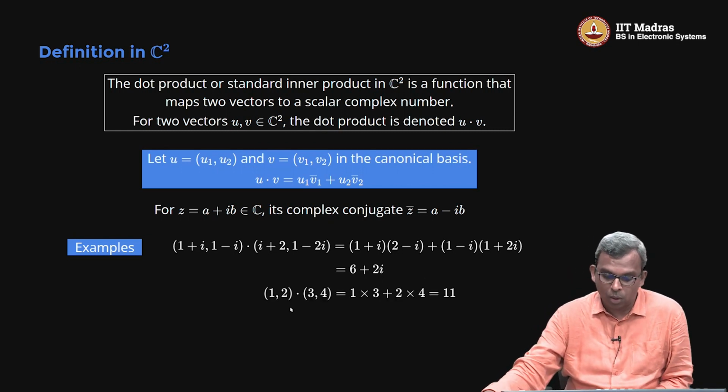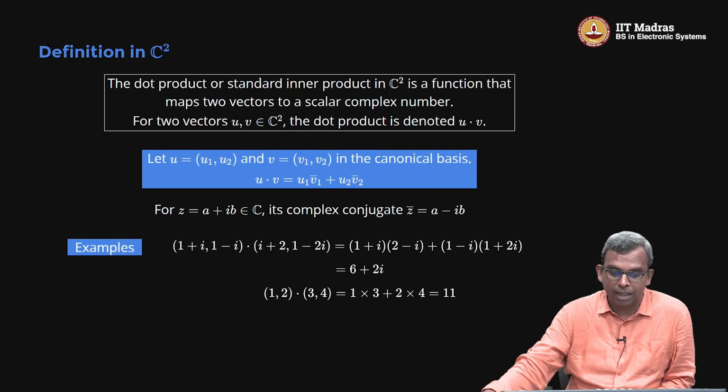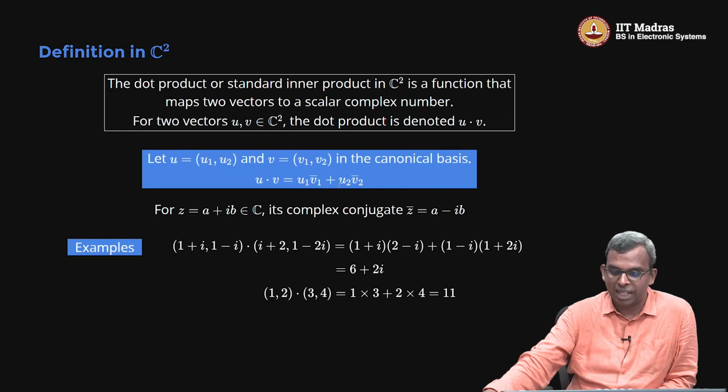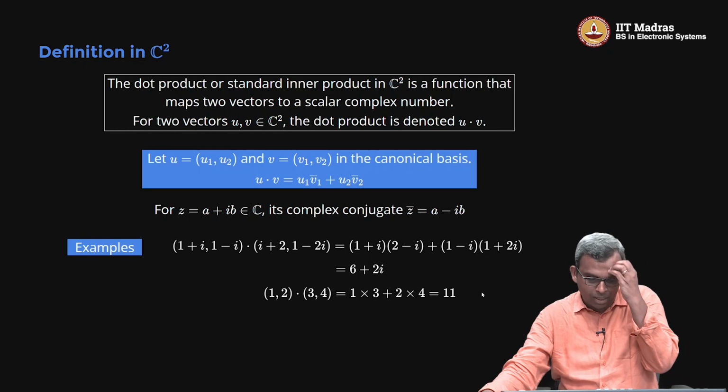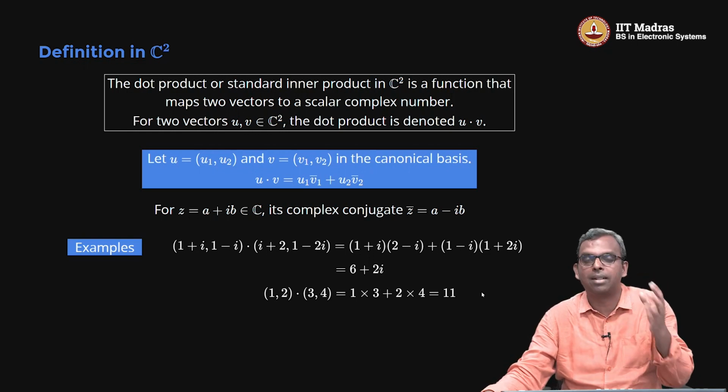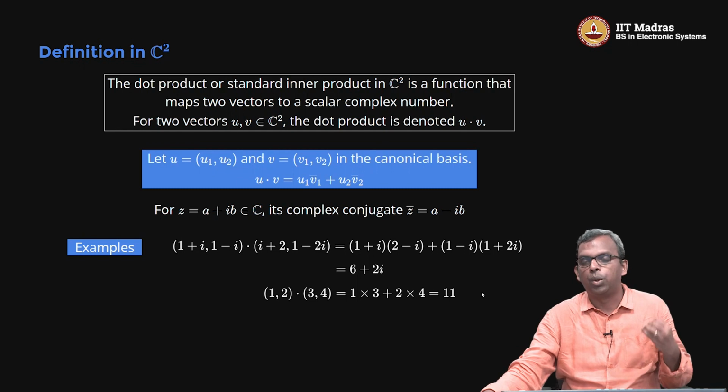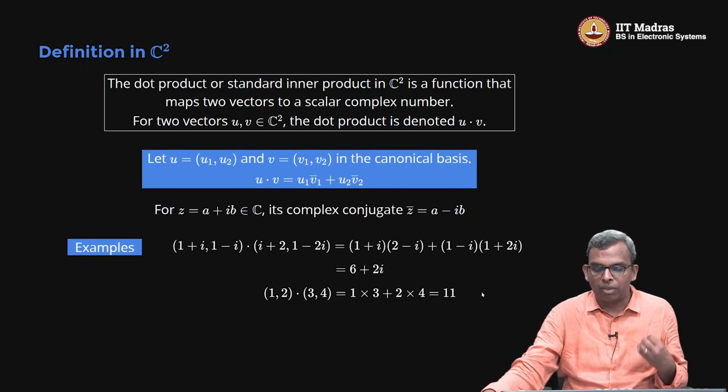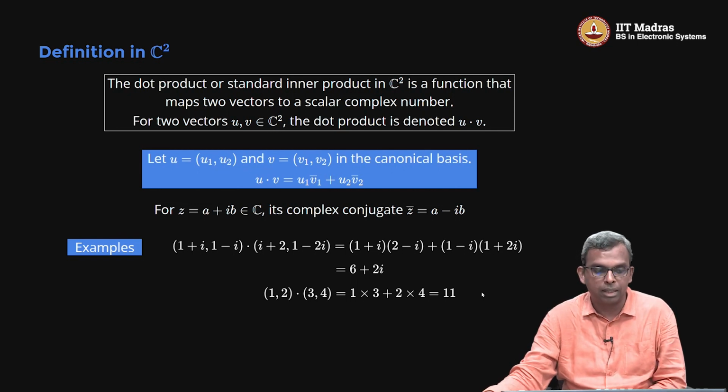Notice how real vectors are also present in C2. Now, if you make u and v both real, say 1, 2 and 3, 4, then this reduces to the inner product in R2, right? The conjugate doesn't apply at all. If the number itself is real, the conjugate is itself, so 3 and 4 remain 3 and 4. All you have to do is this kind of addition. So this is how the inner product works. Given two vectors in terms of coordinates in the canonical basis, you can define the inner product in this very straightforward manner. I hope this is clear. So this is the definition of the inner product.